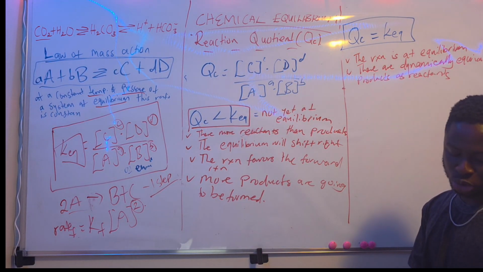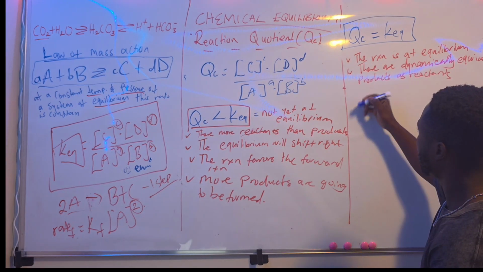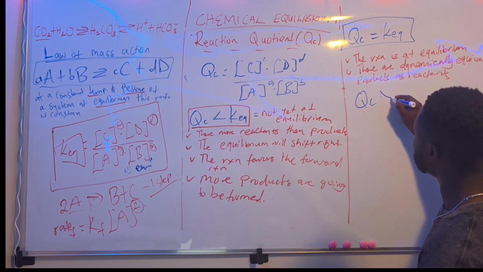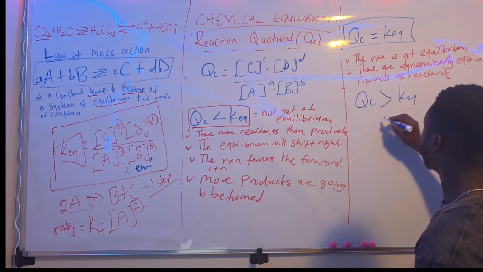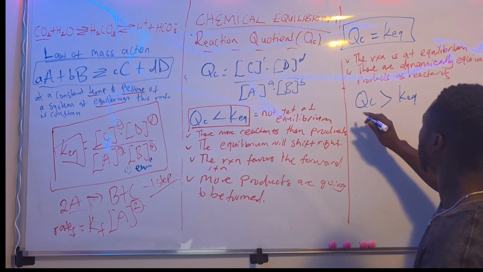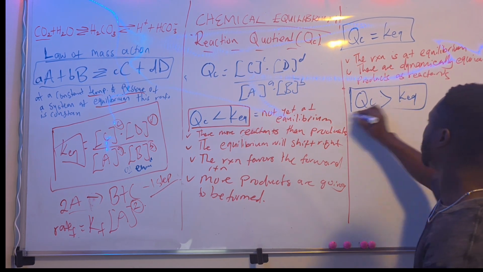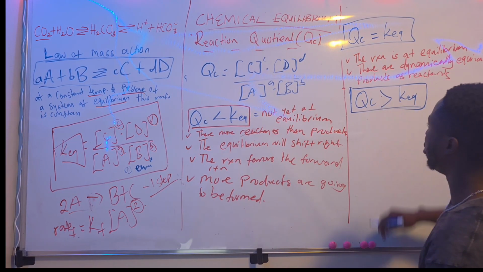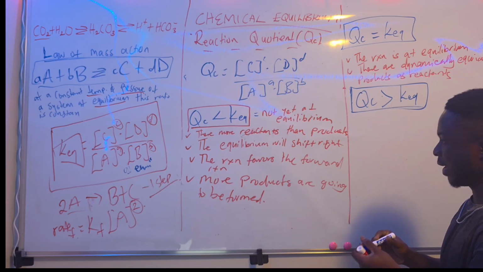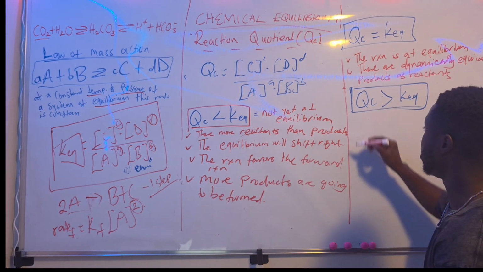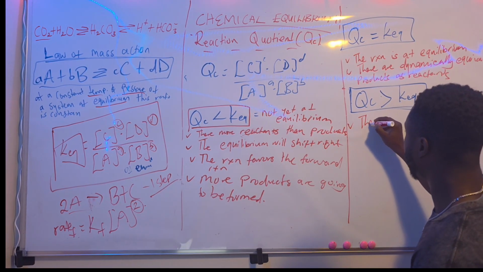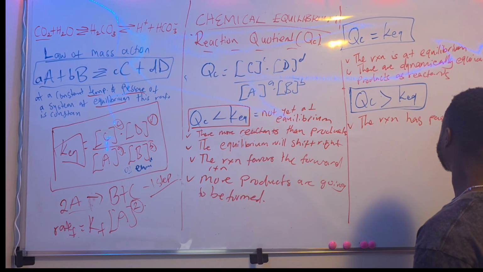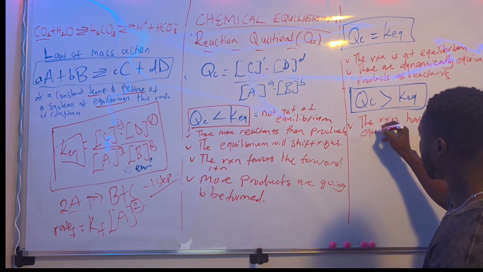And once again, you can also do a calculation where your reaction quotient is greater than your equilibrium constant. Once you find it like this, what this implies is that the reaction has passed equilibrium, has passed the equilibrium point.